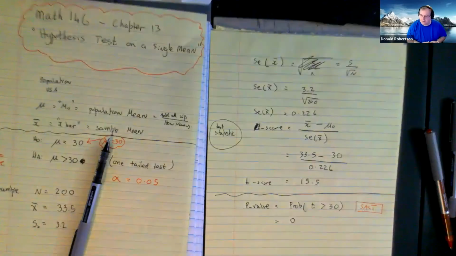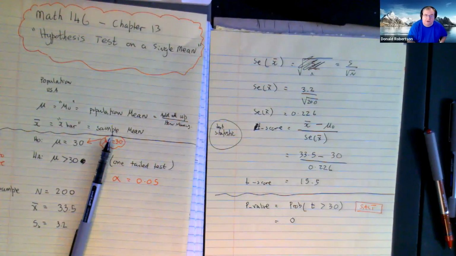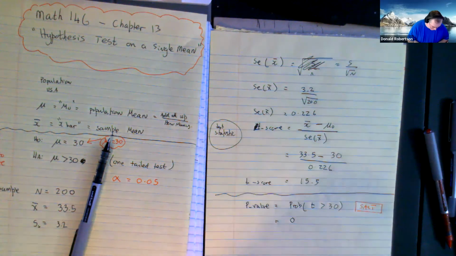Are we okay with how that process went? You see, it's very similar to last week, right? They may have different names, and you calculate things maybe a little bit differently, like the standard error, but it has a lot of the same kind of features.